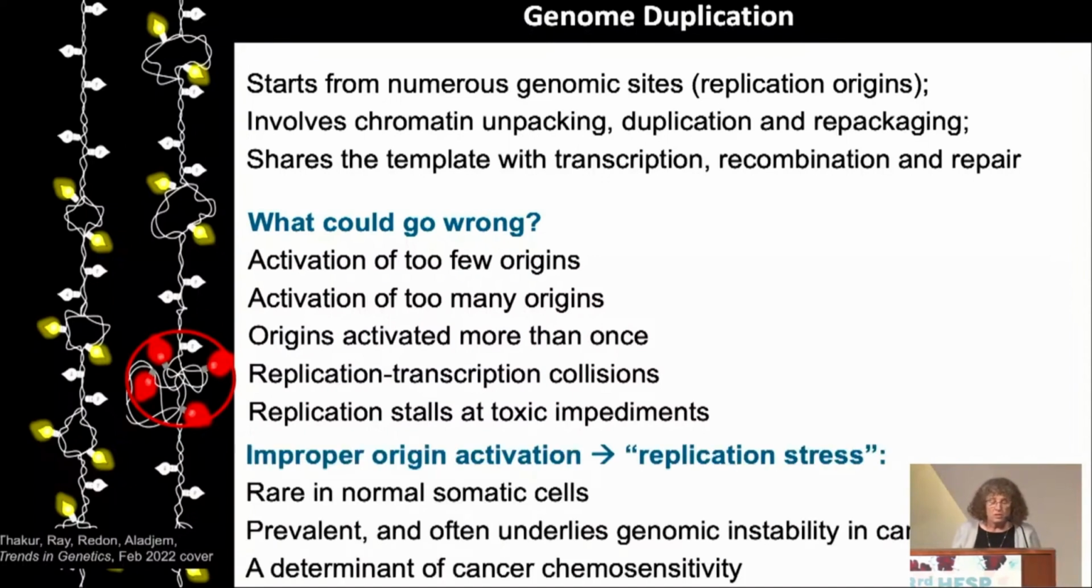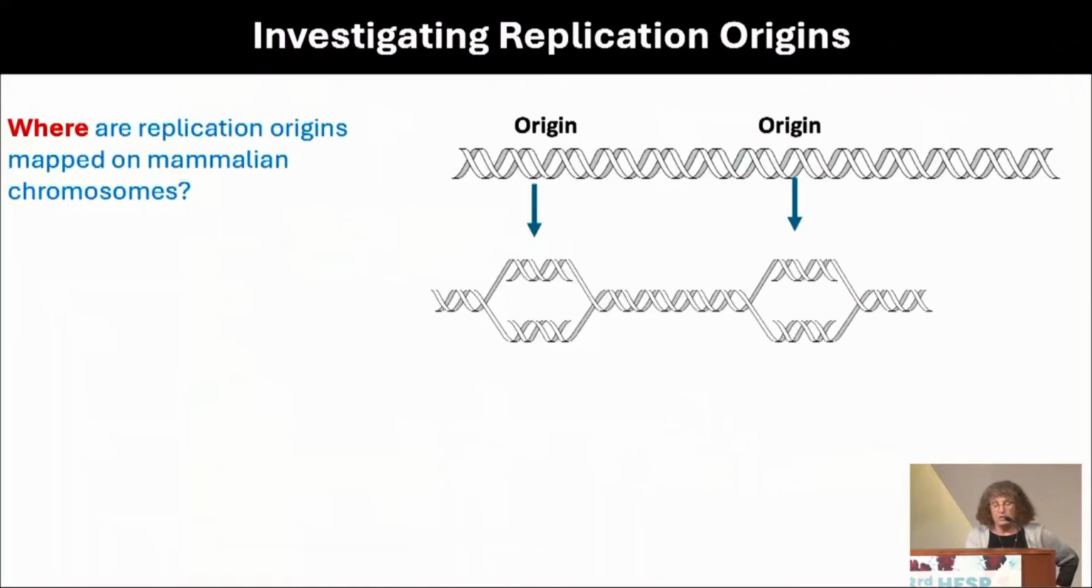All those improper origin activation consequences are collectively known as replication stress, which is quite rare in somatic cells, but is prevalent and often thought of as a hallmark of cancer, often underlying genomic instability in cancer cells. For us at the NCI, it is important because it's also a determinant of cancer chemosensitivity. We can exploit those replication stress pathways to design therapies.